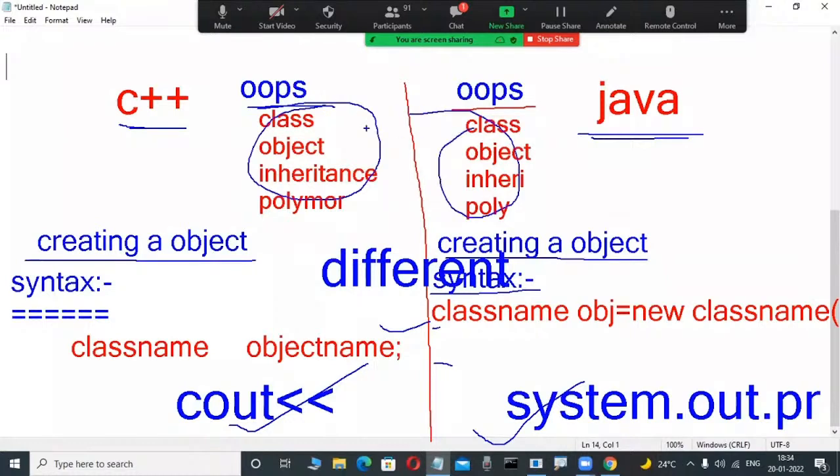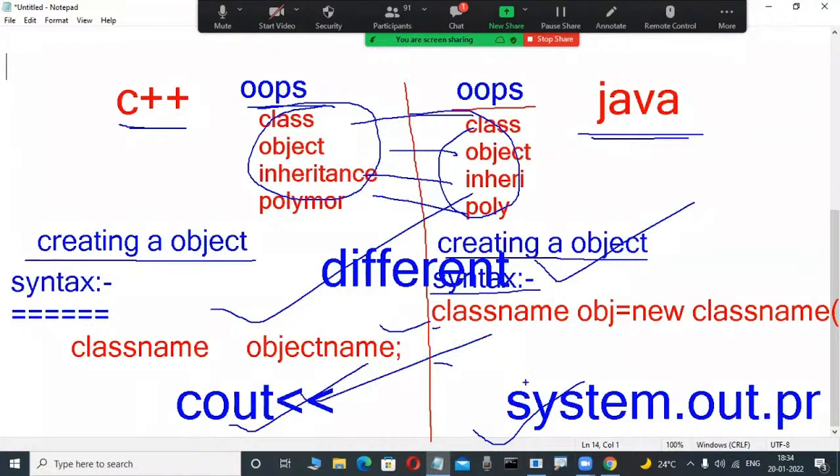Same. OOP concepts are the same: what is a class, what is an object, what is inheritance, what is polymorphism. Same, but syntactically totally different. Why? Because those are two different languages, two different products from completely different companies. That's why the functions are different, and the syntax is also different.